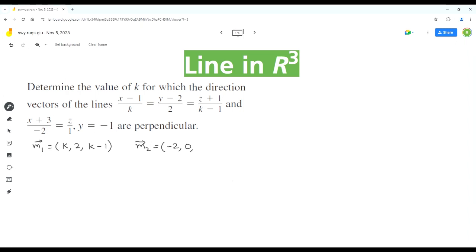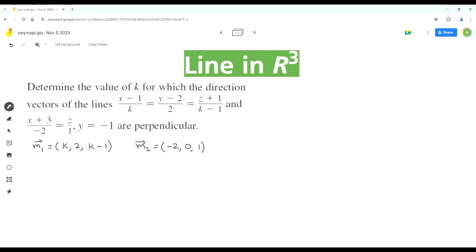In symmetric form, we do not write 0 in the denominator, so that's why the y part of the equation is in parametric form. The z component of the direction vector is 1 because that's the denominator in the z part of the equation. So the direction vector of the second line is -2, 0, 1.